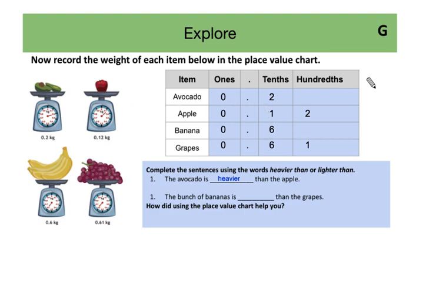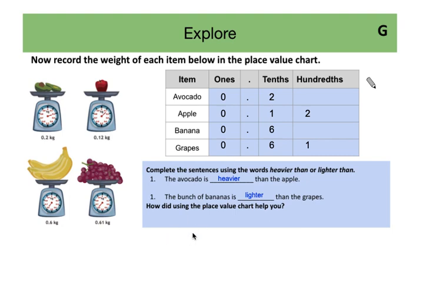And how about the second one? The bunch of banana is heavier or lighter than the grapes? If you said lighter, you're right. Again, if we look here, for the banana, we have 6 in the tenths place. We also have 6 in the tenths place for grapes, but we also have an extra 100th for the grapes. So that makes the grapes 1/100th of a kilogram heavier than the bananas.